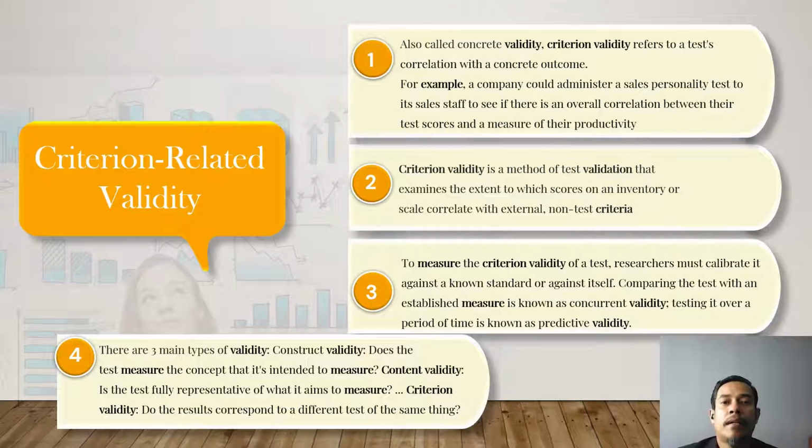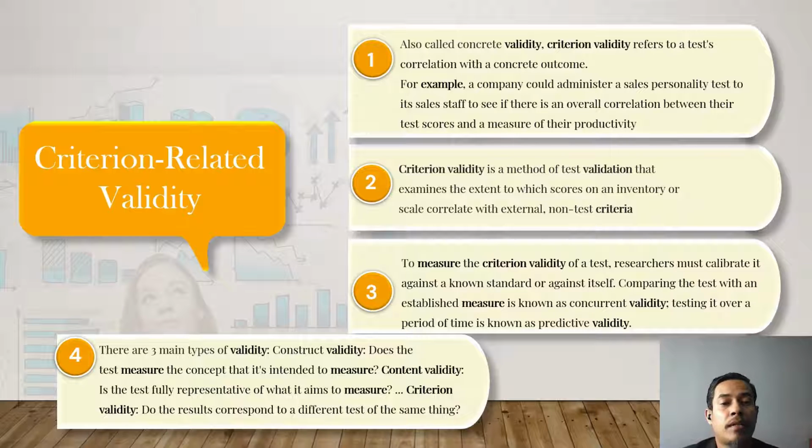Okay, the second one, criterion validity is a method of test validation that examines the extent to which scores on an inventory or scale correlate with external non-test criteria. To measure the criterion validity of a test, researchers must calibrate it against a known standard or against itself. Comparing the test with an established measure is known as concurrent validity. Testing over a period of time is known as predictive validity.